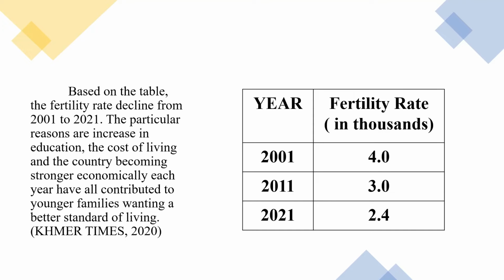And the last one is the fertility rate. Based on the table, the fertility rate declined from 2001 to 2021. The particular reasons are an increase in education and the cost of living, and the country becoming stronger economically each year, which have all contributed to younger families wanting a better standard of life.